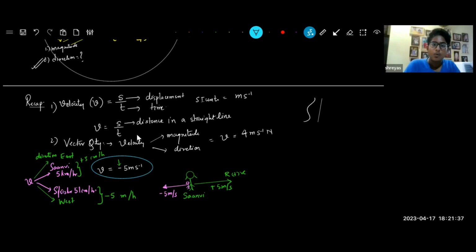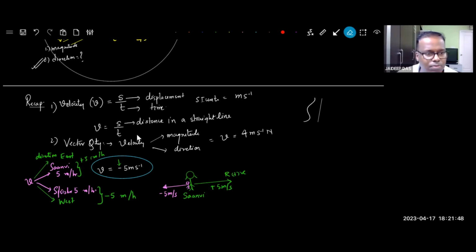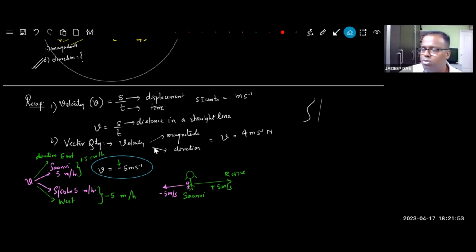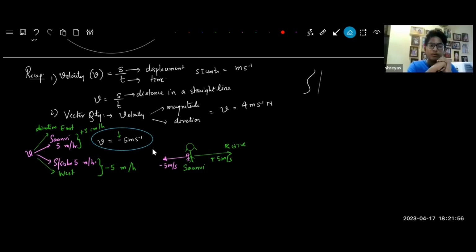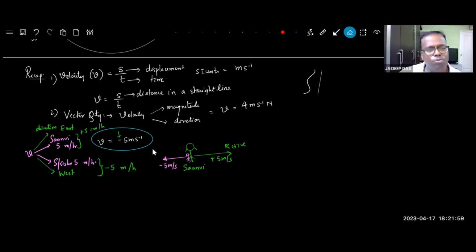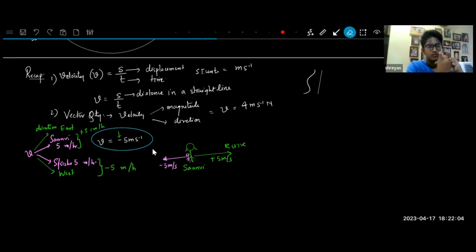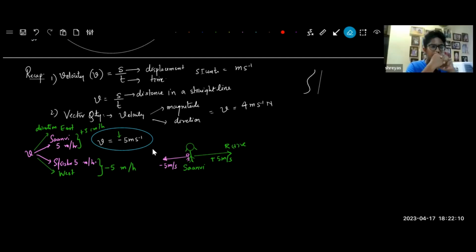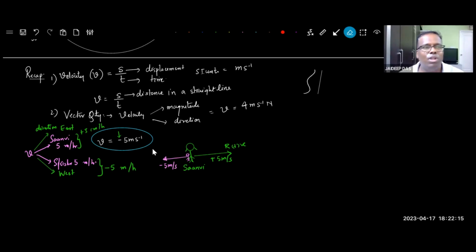So, sir, what will be the velocity if a sister is traveling -5 meters per second and she's traveling +5 meters per second? Yes. So when you talk about velocity, there are two parts to it: magnitude and direction. So the magnitude for our sister is 5 meters per second. Don't bring the minus there. Both of them are exactly traveling away from each other, but at the same pace.